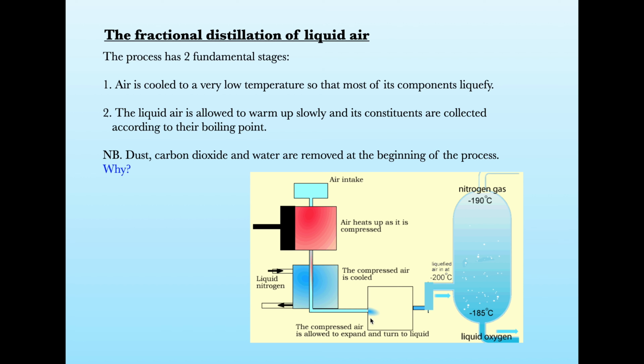So if we do that, the gas turns to liquid, the air turns to liquid. And then if it's at minus 200 degrees, we put it into the fractionating column and we can separate the major components.